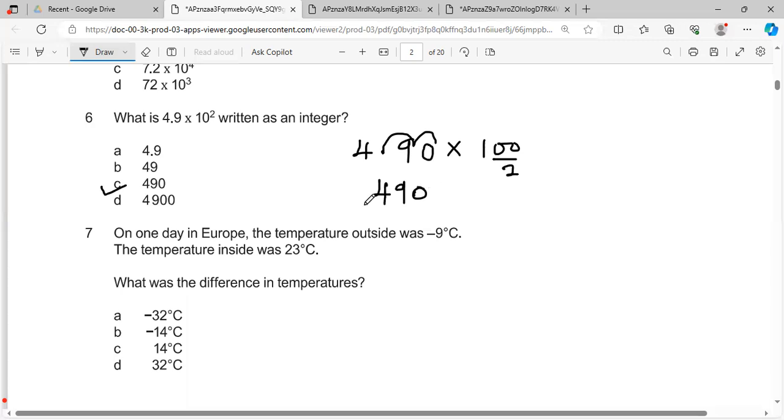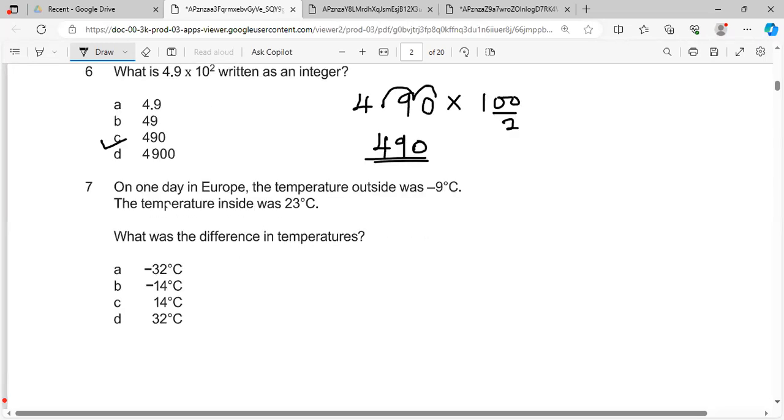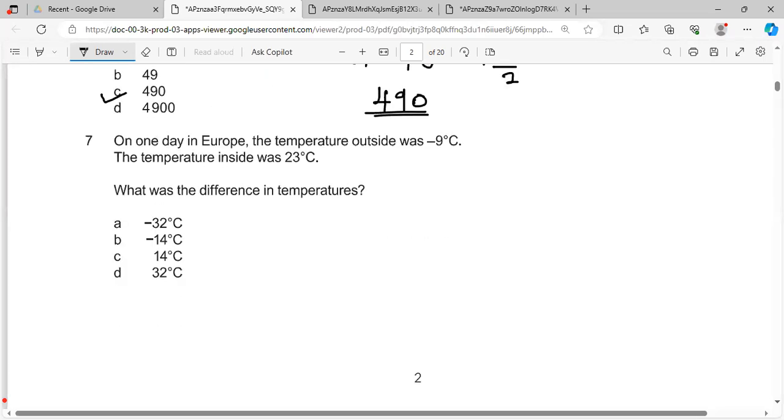Remember, I said integer is a set of positive and negative numbers. So 490 is actually an integer. So once you get the 490, it's actually correct. So 500 is an integer, 490 is an integer, 2, 1, negative 20, negative 99. Every number is an integer, the set of positive or negative numbers, except for 0. 0 is neither positive nor negative.